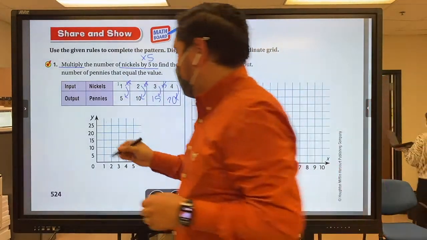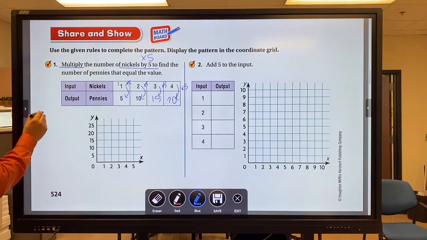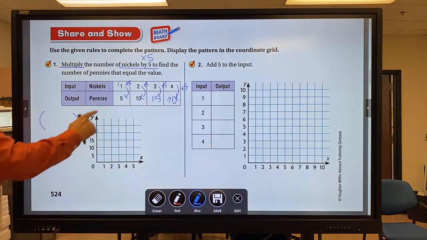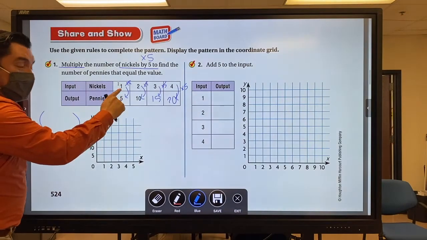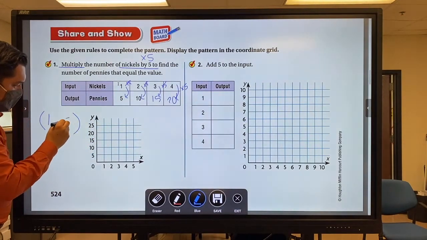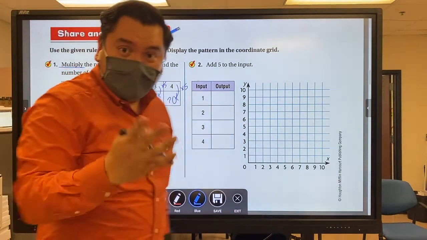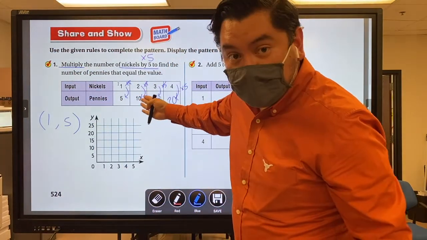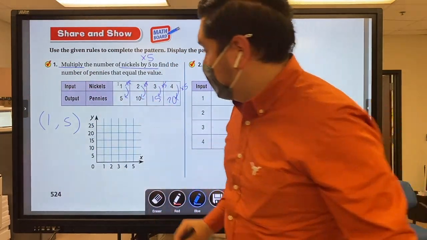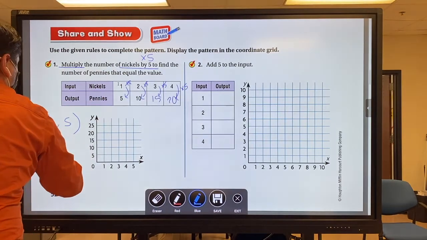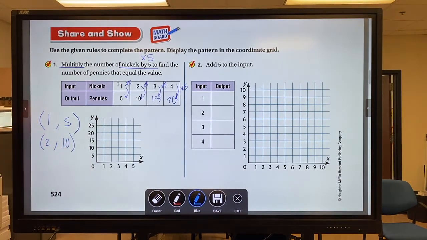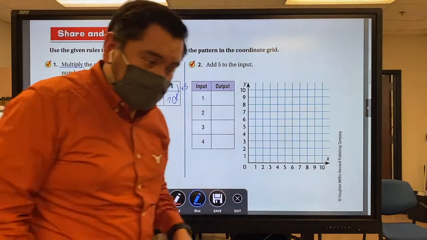And from there, now we're gonna use the ordered pairs. Okay, so the first one, here it is: 1, 5. What's the second one? That's right, 2, 10. Who can give me the third one?